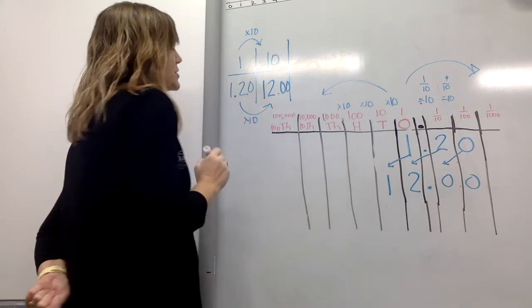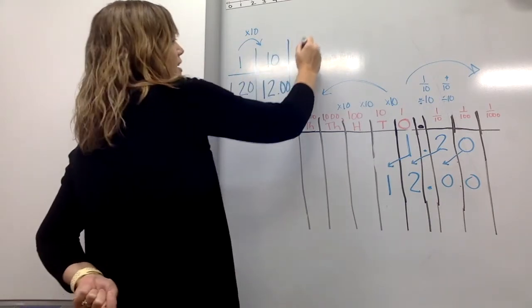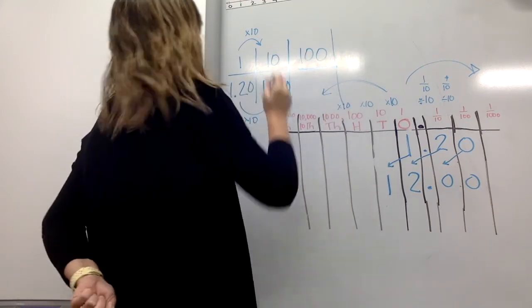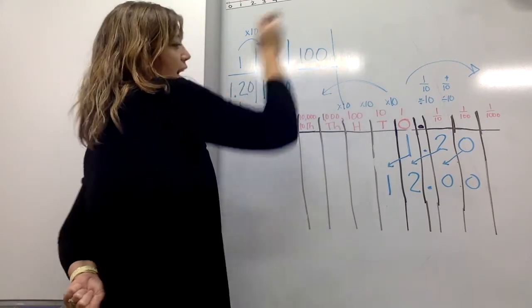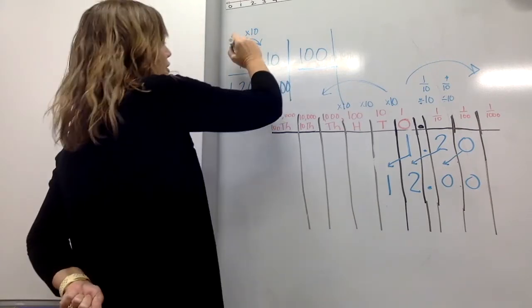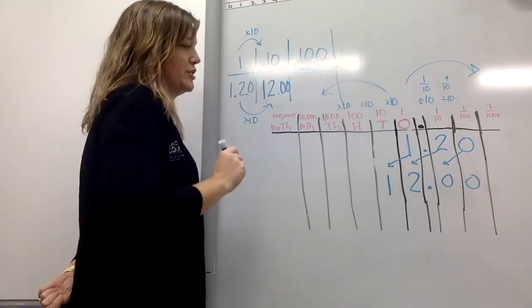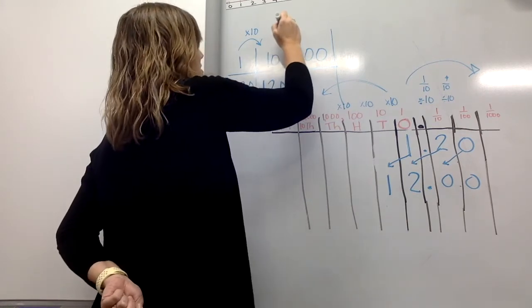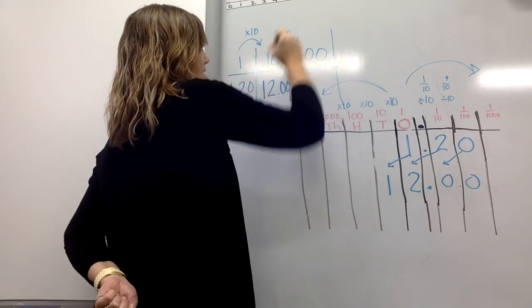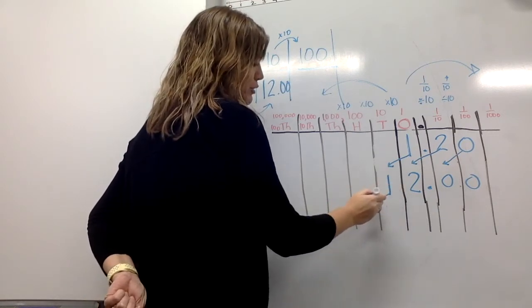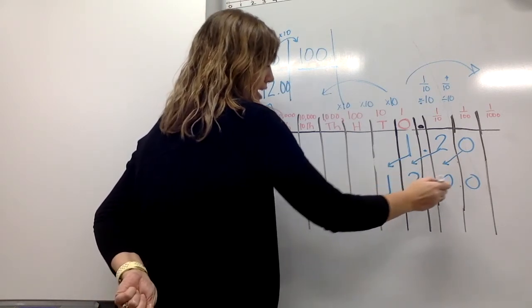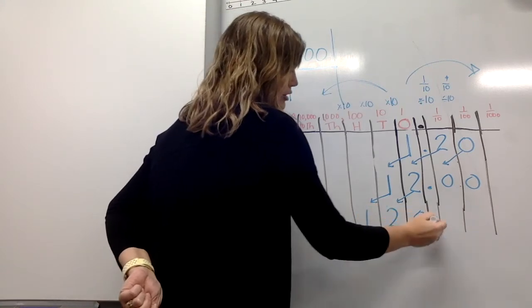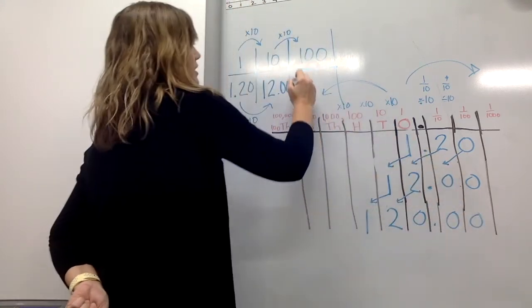If I wanted to find out the cost of 100 bracelets, I could take another times 10, or I could think of my 1 times 100. In this case, let's just move over that times 10. 10 times 10 is 100. I'm going to move one more place on the place value chart. So in this case, 100 would now cost $120.